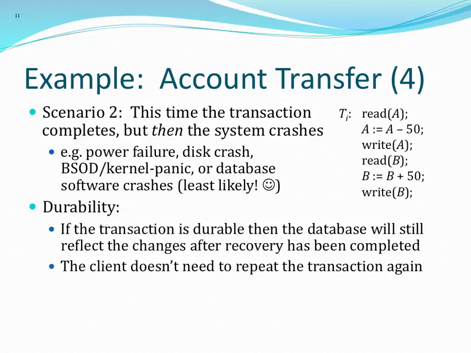If the transaction is durable, the database will still reflect the changes after the crash and recovery from crashing. And the client doesn't have to repeat this operation. Because you can think of a commit as being a guarantee from the database. Yes, everything you did is in there now. And so when you get that commit back, it should mean something. A good transaction processing system will issue commits that are actually trustworthy and meaningful.